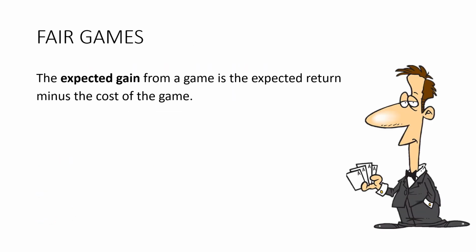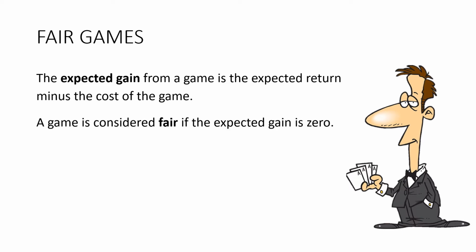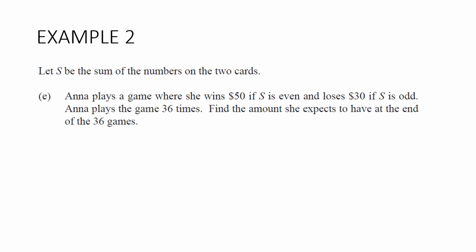Let's move on. The expected gain from a game is the expected return minus the cost of the game. And a game is considered fair if the expected gain is 0, so you neither win nor lose on average. That is, our expected value is 0. So let's continue with that same example with the cards that we were looking at. S was the sum of the numbers on the two cards.